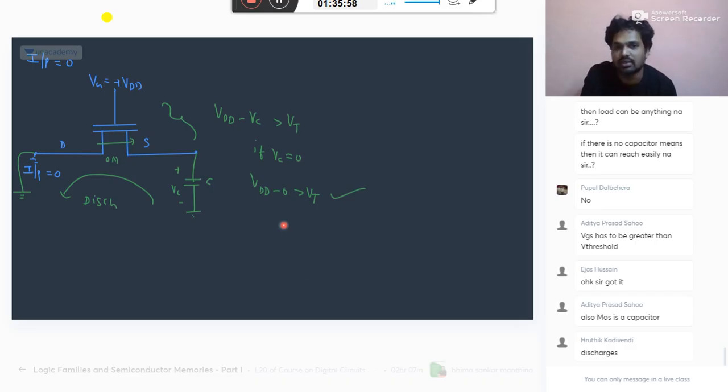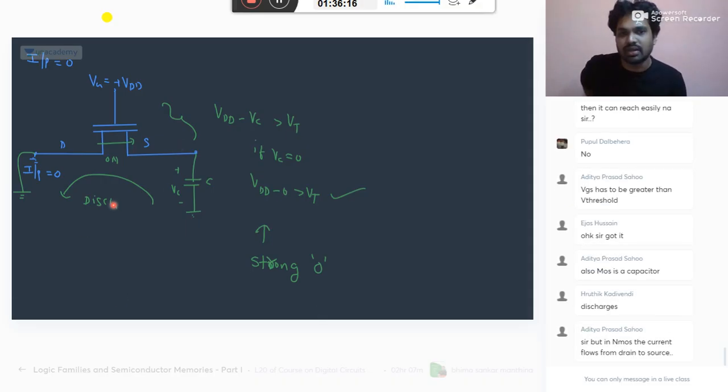So it is strong 0. Strong 0 means whatever you want, you are getting that. For 0, you get that voltage. Suppose this capacitor is not able to discharge completely and it stops at Vt, then it is not strong.